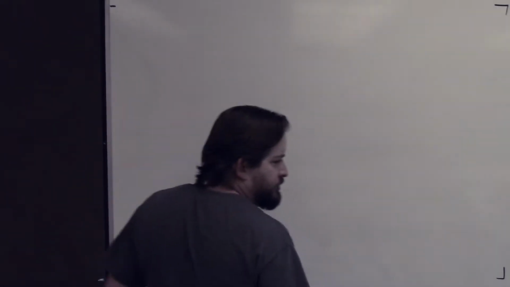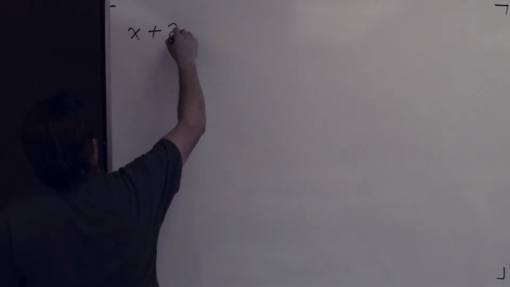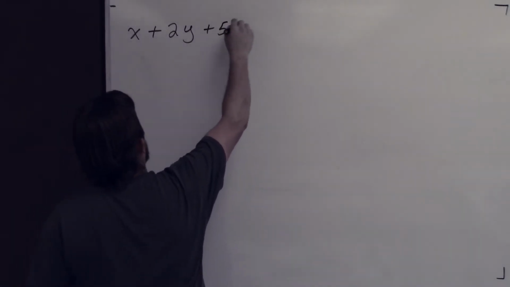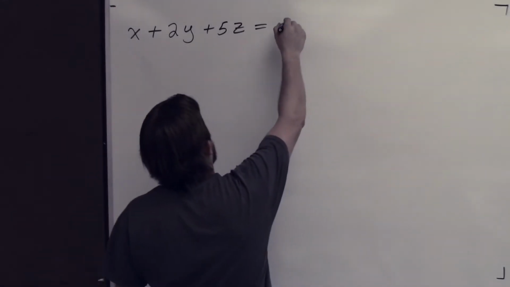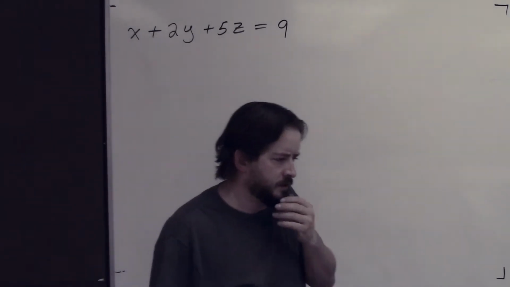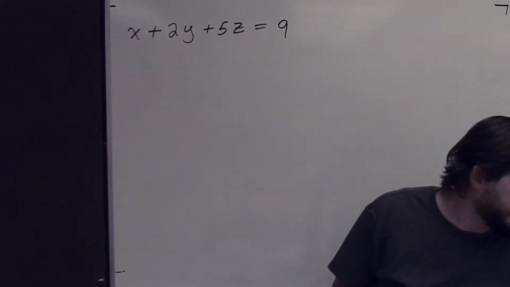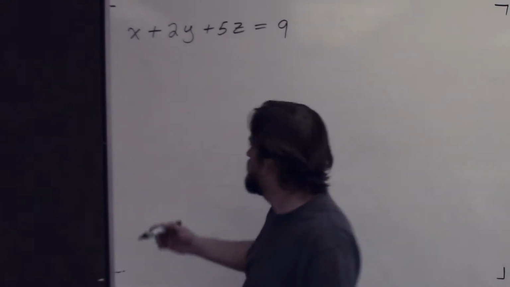I've got x plus 2y plus 5z equals 9. I'm assuming this has come from the study guide. If it's not, then it's just a problem. But 2x plus 3y and minus 4, I'm assuming that's minus 4z.